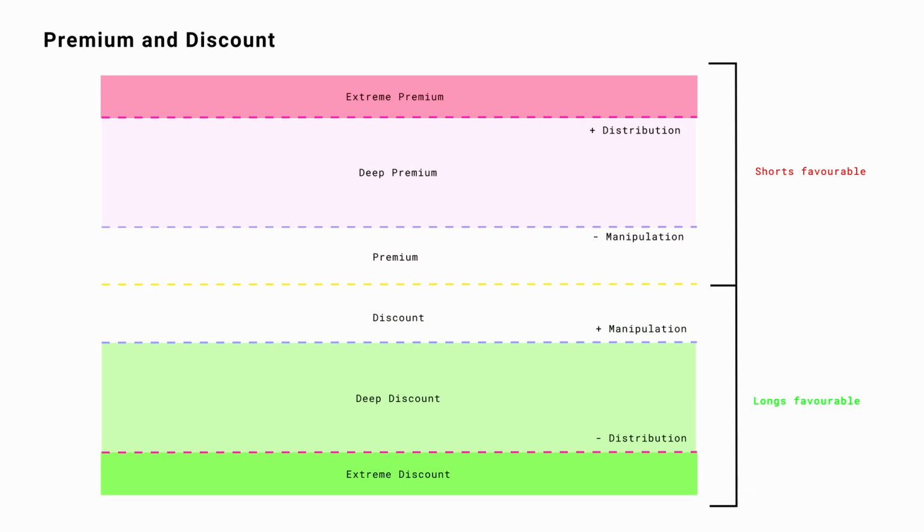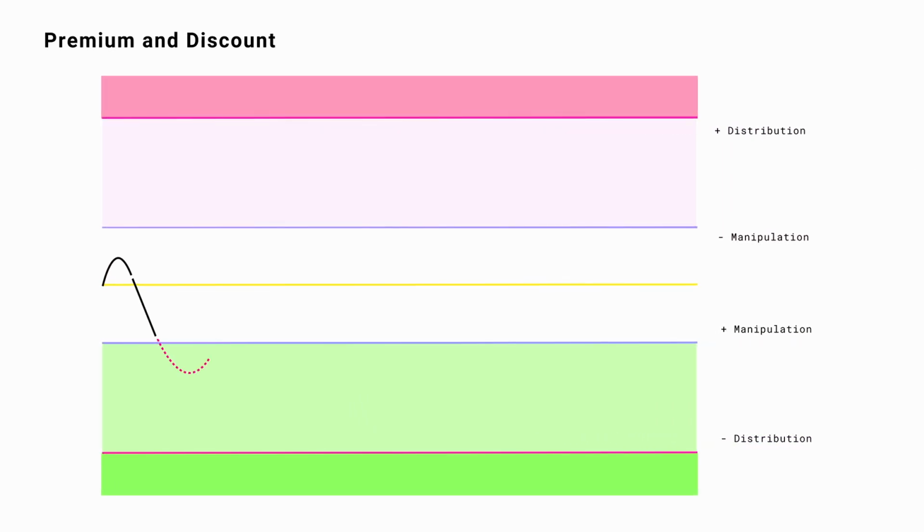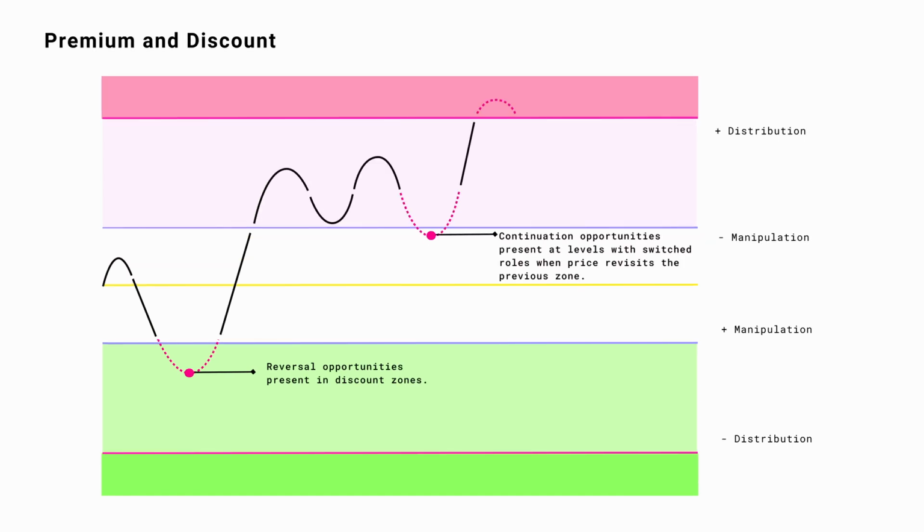But from the first zone in the main range to the last one in the distribution range, there's still plenty of room for price to move. In this chart, we can see how reversals are most likely to happen in discount zones, while continuation moves are most likely found in premium zones within switch role levels. We can see how price first taps into plus manipulation, then reverses up and starts trading above the main range, so price finds itself in the distribution range, and minus manipulation that was acting as resistance now acts as support, where we can find a continuation opportunity to maximum premium.